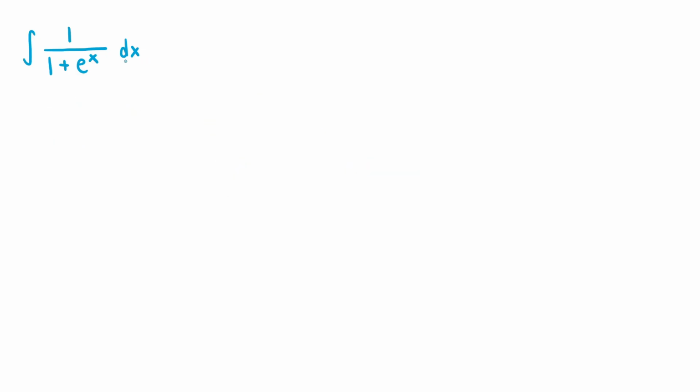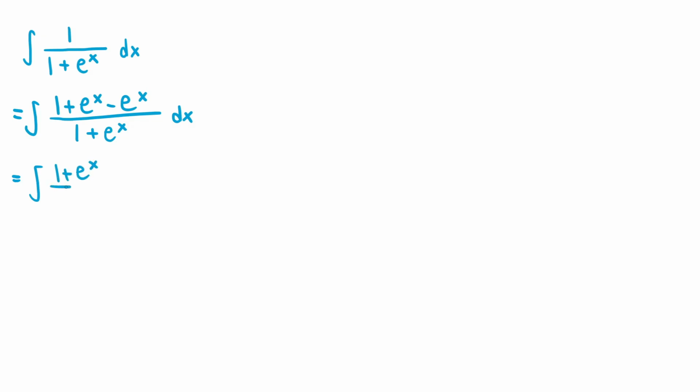Why don't we just say that instead of 1 over 1 plus e to the x, we rewrite the numerator of the integrand as 1 plus e to the x minus e to the x all over 1 plus e to the x. And this expression is still the same because all I did was add e to the x, then subtract e to the x in the numerator. This allows us to split the fraction and rewrite the integrand as 1 plus e to the x over 1 plus e to the x minus e to the x over 1 plus e to the x.